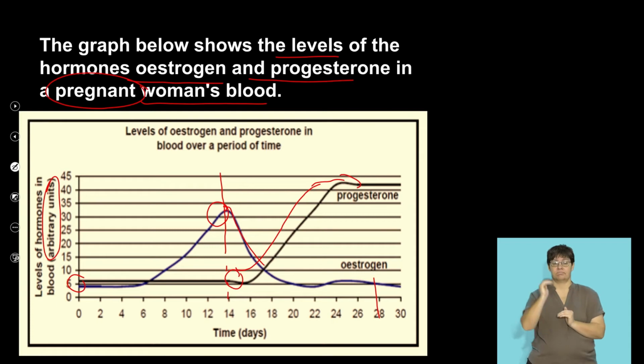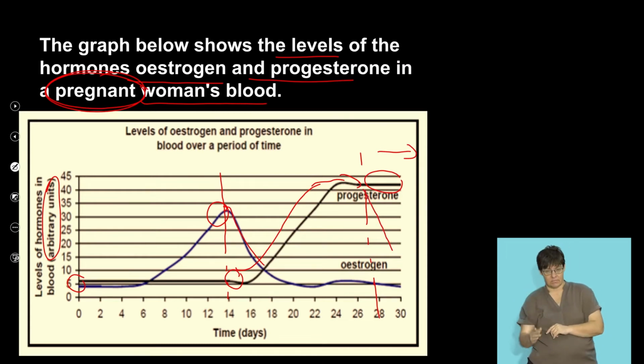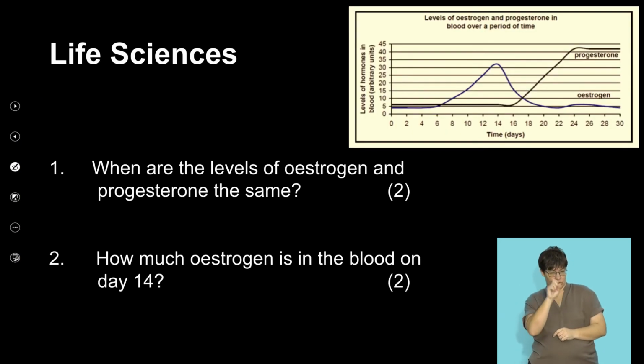Having noted that the woman is pregnant, we notice that at day 28, the level of progesterone will continue to remain high. If this was a lady that was not pregnant, you would have noticed a decrease in that. So that's an interesting question that we're going to look at.